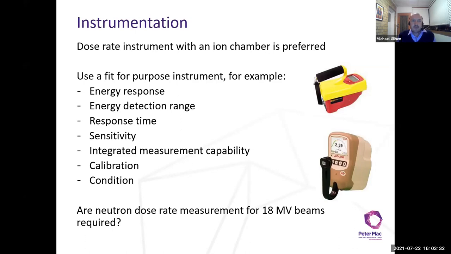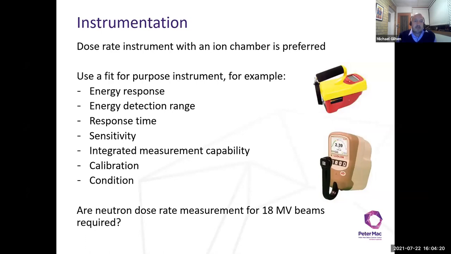They can differ in terms of their response time, but an ion chamber basically can handle a pulsed beam, which comes out of the linear accelerator. So you need to know your instrument, how it responds. Can it detect an 18 MV photon? It might not. How fast does it respond to radiation? How sensitive is it? Can you set up the instrument so that you can leave it in a fixed location for 3 minutes and then take measurements that way? Is it a requirement that your instrument is calibrated? And is it generally in good condition?